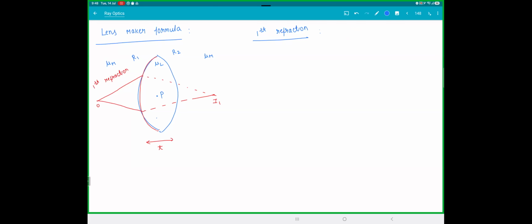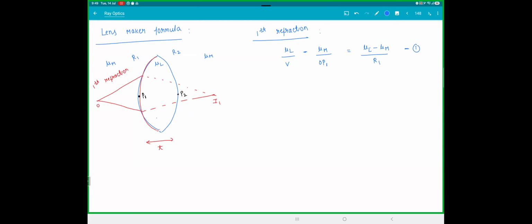I should measure all the distances from here. So this is P1, this is P2. Now when you apply the formula, this would be mu2 by v minus mu1 by the distance, which will be OP1. We will put the sign later on, is equal to mu lens minus mu medium by R1. This is mu medium and this is mu L. So don't worry about the signs for now. We will put the sign convention later on.